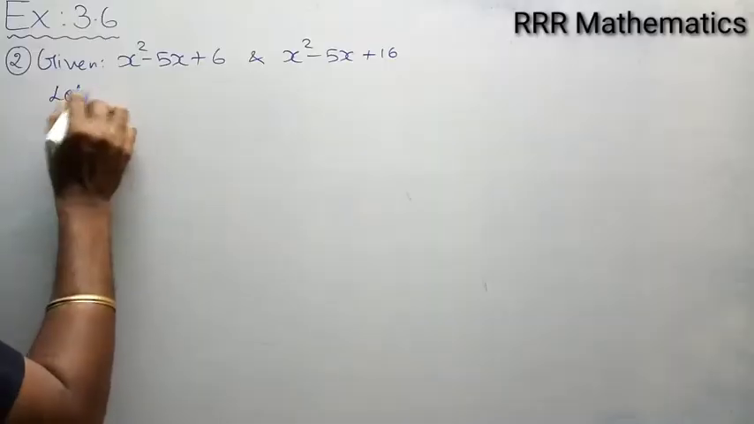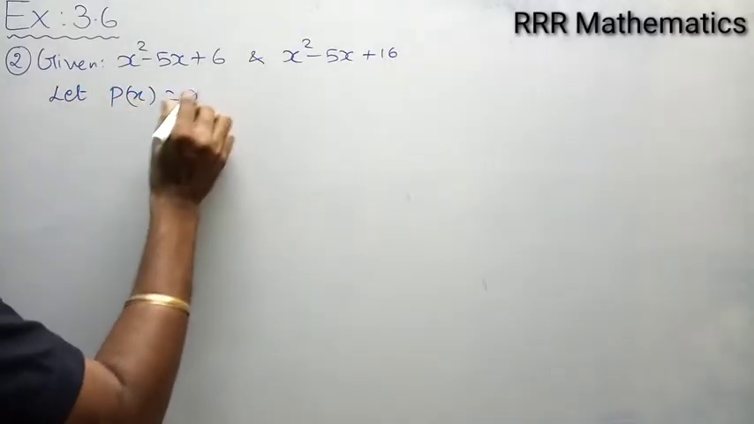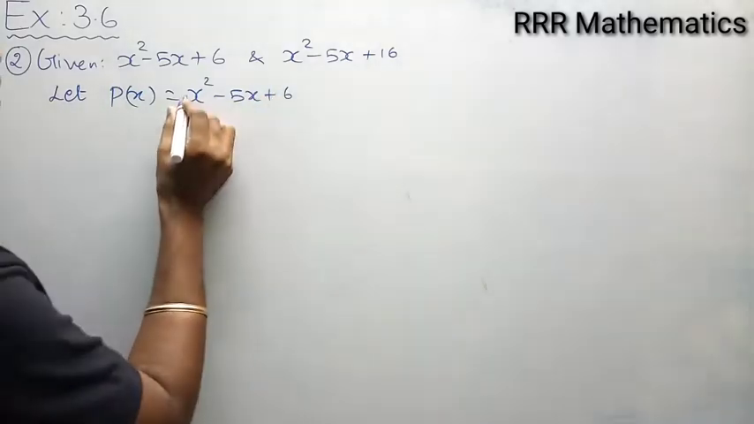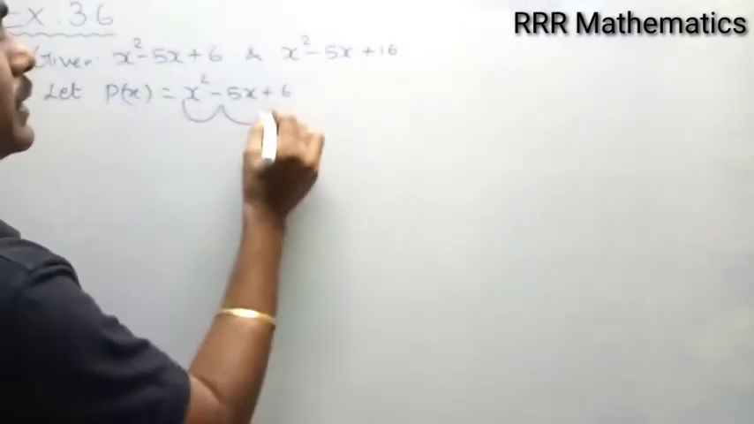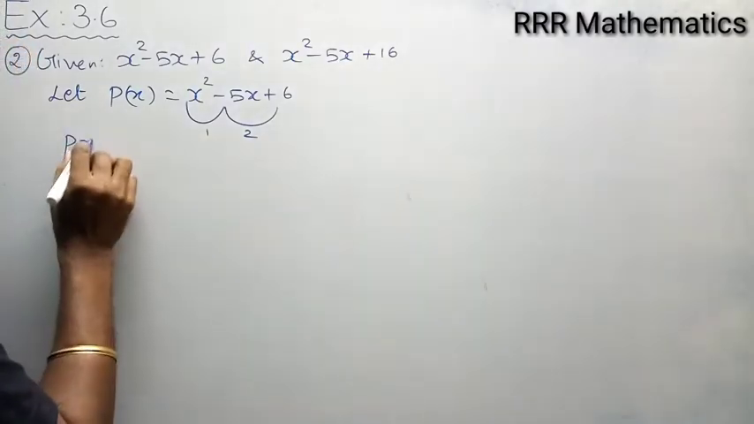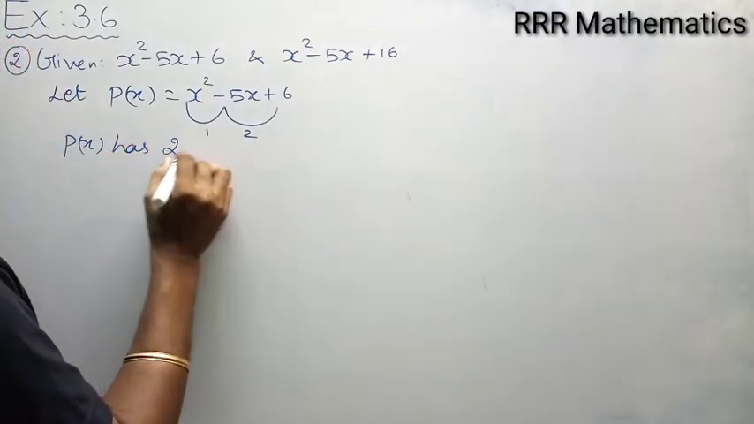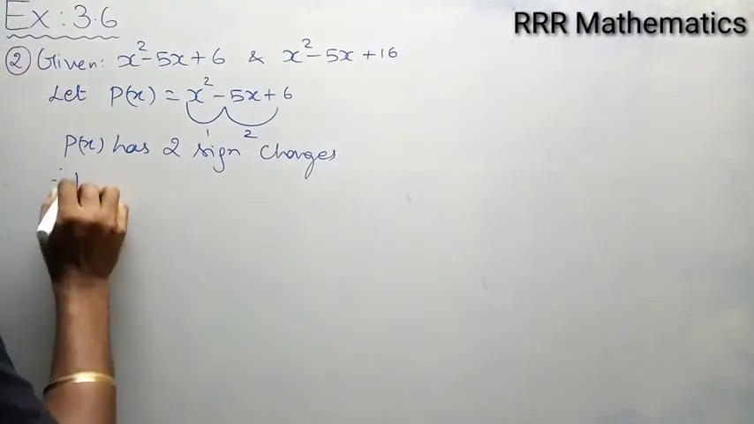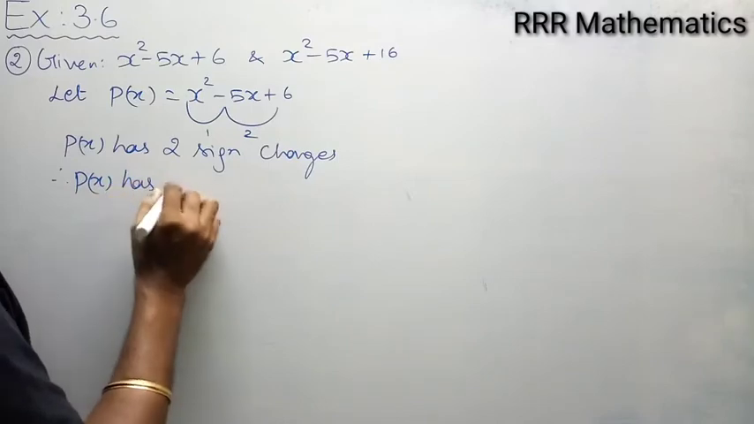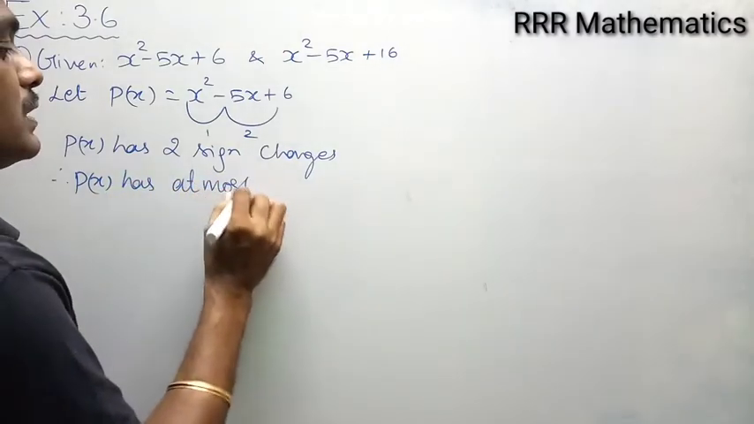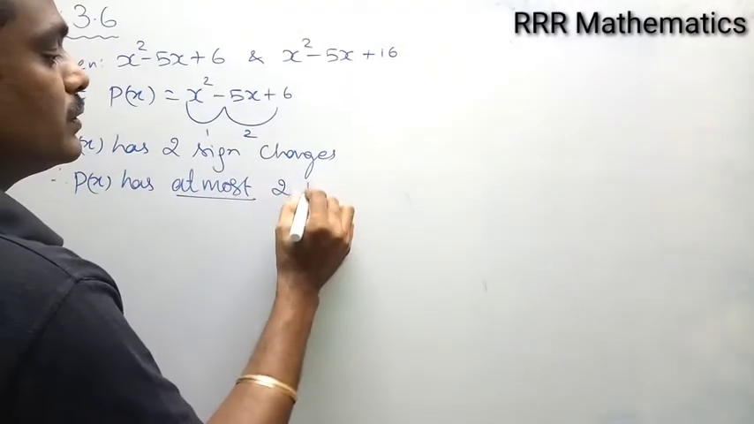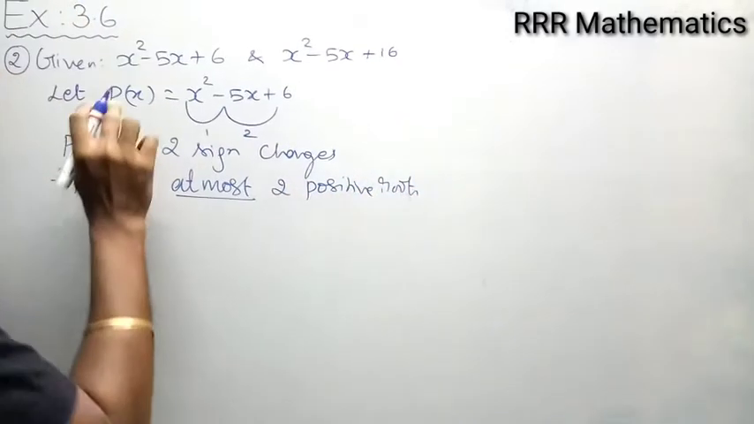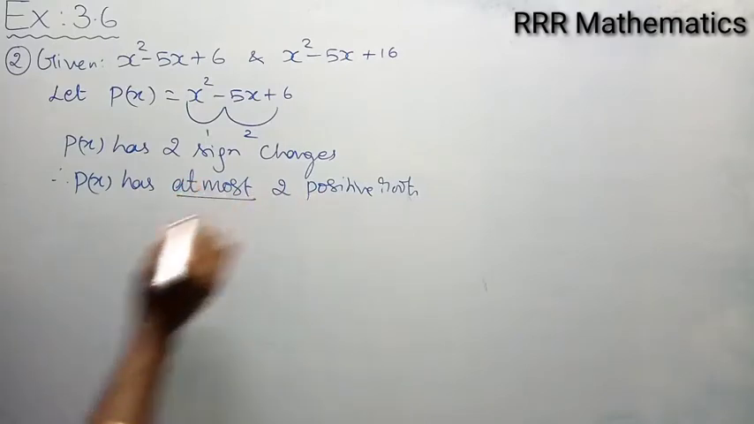We will take p of x equal to x square minus 5x plus 6. See how many changes: plus becomes minus, minus becomes plus. So p of x has two sign changes. Got it? Therefore p of x has at most two positive roots.